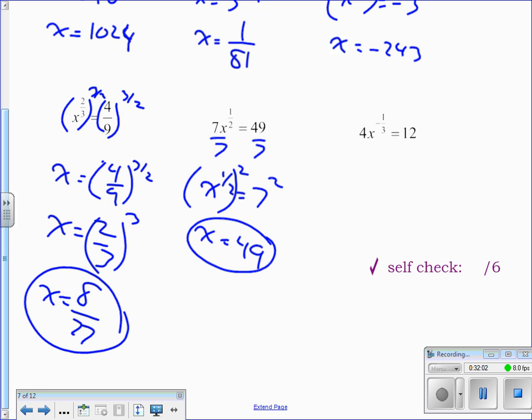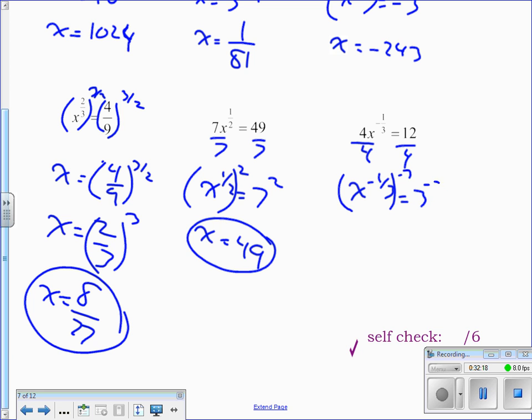Next one, same thing. I have to divide both sides by 4. And I get x to the -1/3 is equal to 3. Raise them both to the -3 power. x equals 1 over 27. Not too bad. Each one's a different type of problem. Each one's a different thing you have to do to solve, but it's not too bad.